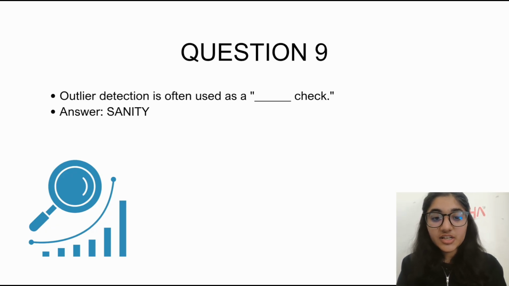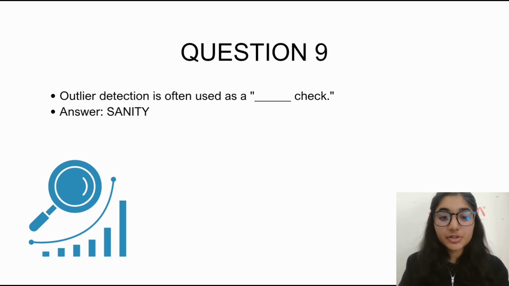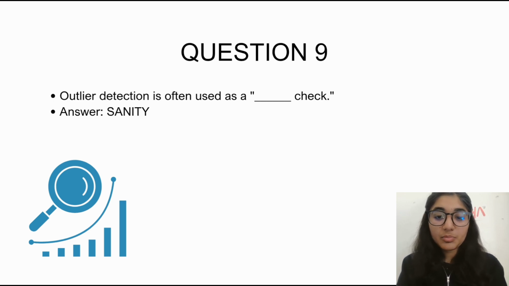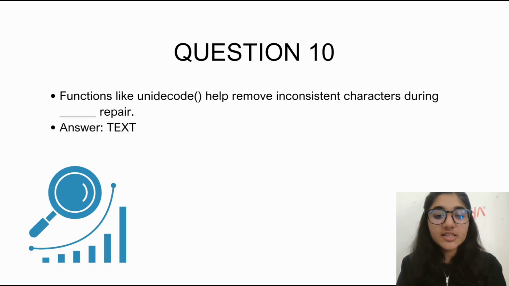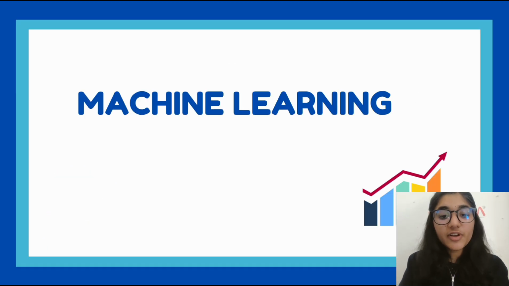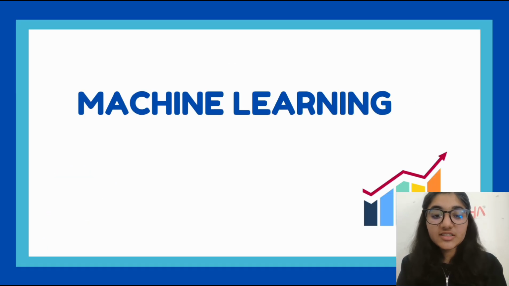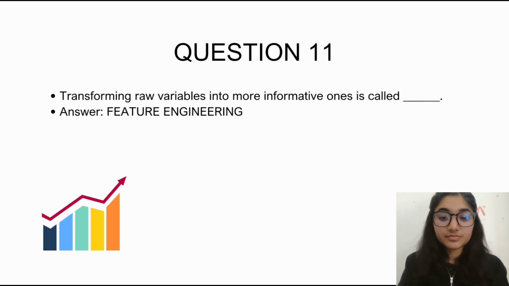Then the 10th question is, functions like Unicode help remove inconsistent characters during dash repair. So the answer is text. Now we will move on to the machine learning concepts. So the 11th question from the machine learning concept is, transforming raw variables into more informative ones is called dash. So the answer is feature engineering.